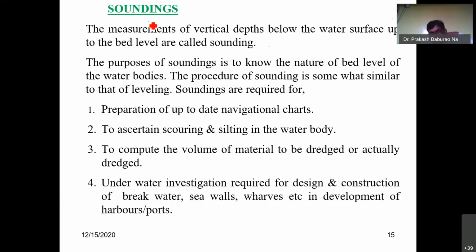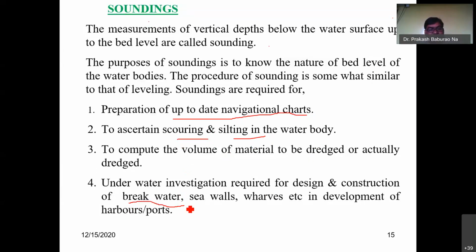This is now required to prepare or update the navigational chart, to ascertain the scouring and silting information about the river, and also to compute the volume of water required to dredge it out. Underwater investigations are required for design and construction of the breakwater.